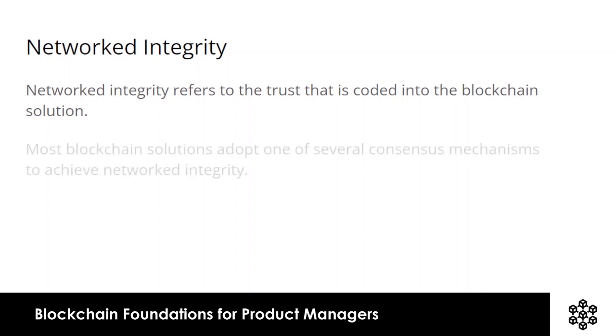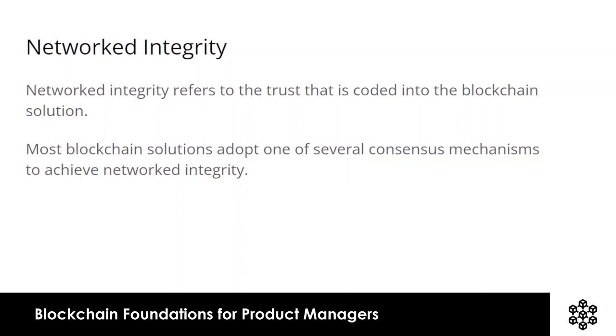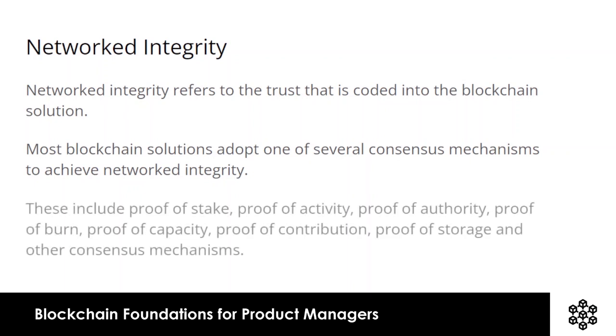Most blockchain solutions adopt one of several consensus mechanisms to achieve network integrity. In lesson 1, we discussed the consensus mechanism known as proof of work, which is the process by which a mining node guesses the correct nonce to create a valid hash for a block. There are other consensus mechanisms other blockchain solutions explore. They include proof of stake, proof of activity, proof of authority, proof of burn, proof of capacity, proof of contribution, proof of storage, and many more.